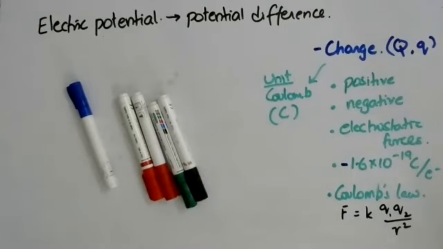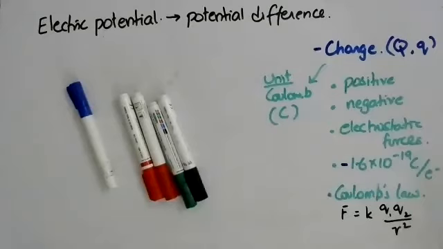Then, since we also observe that these charges apply a force on each other when they are brought near each other, those forces are called electrostatic forces because they come from the fact that they are charged particles. Like particles apply a repulsive force between them, and oppositely charged particles apply an attractive force between them.